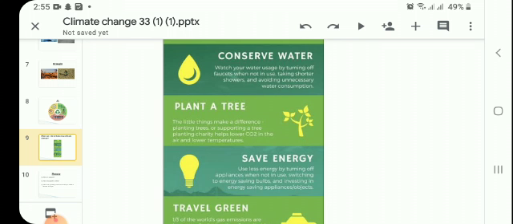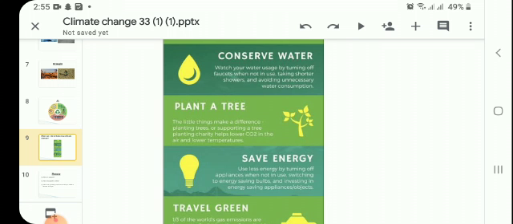Next is plant a tree. The little things make a difference, planting trees or supporting a tree planting charity helps lower CO2 in the air and lower temperatures. Students, you know that trees take in carbon dioxide from the air and give out oxygen for us to breathe. So it is very important to have trees. The more trees the world has, the better.